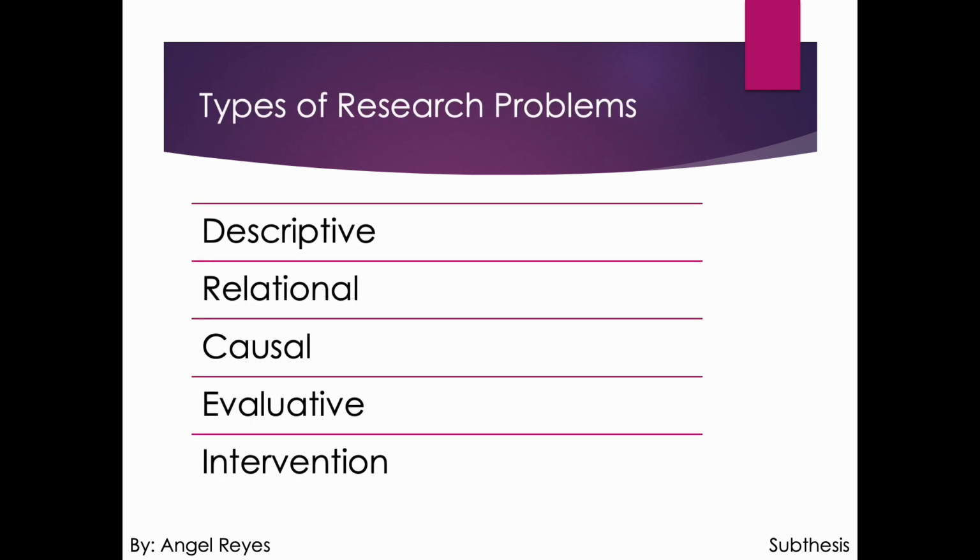Research problems typically fall into these major categories: descriptive, relational, causal, evaluative, and intervention problems. Each type addresses different aspects of knowledge and requires different methodological approaches. Understanding these types helps researchers frame their problems appropriately and select suitable methods for investigation.